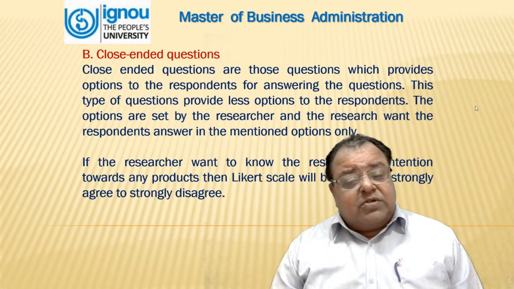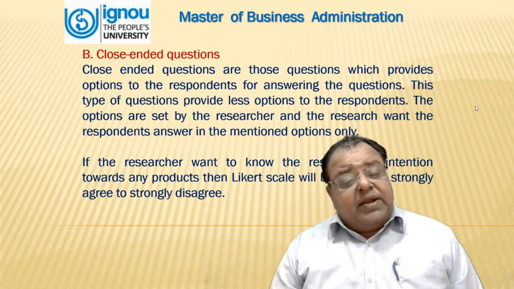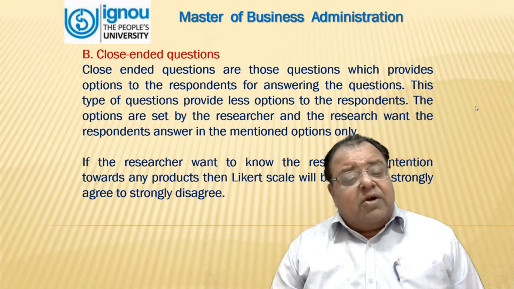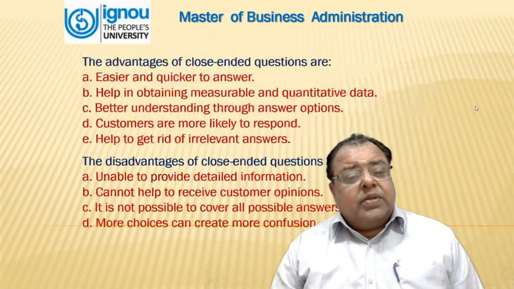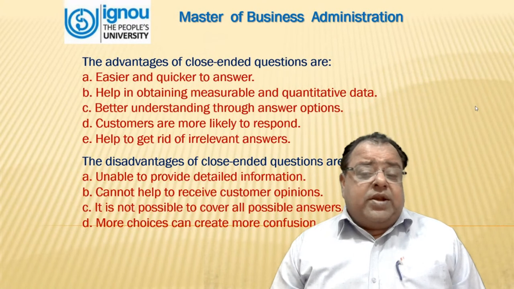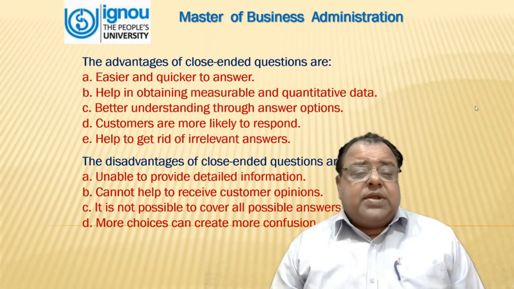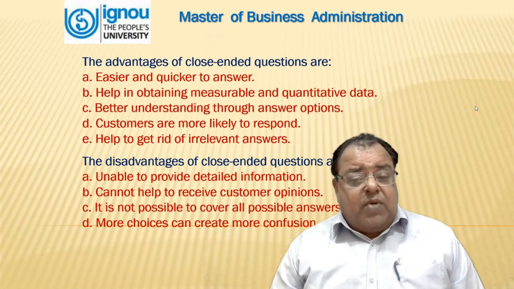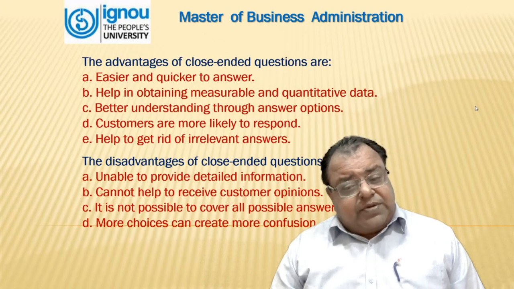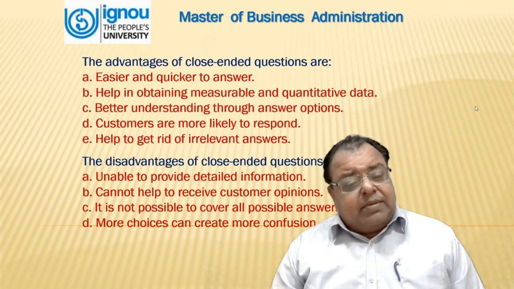If the researcher wants to know the respondent's intention towards any product, then a Likert scale will be used, from strongly agree to strongly disagree. The advantages of closed-ended questions are: they are easier and quicker to answer, help in obtaining measurable and quantitative data, give better understanding through answer options, customers are more likely to respond, and it helps to get rid of irrelevant answers.